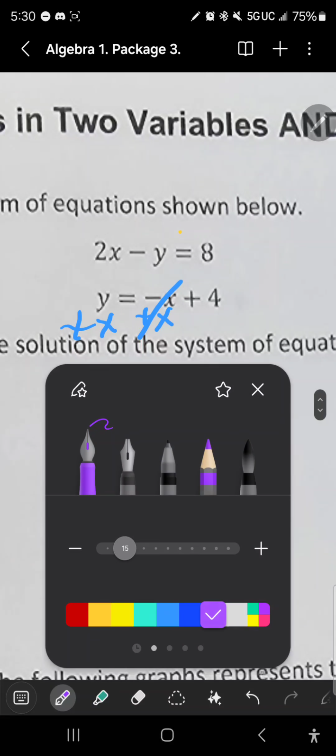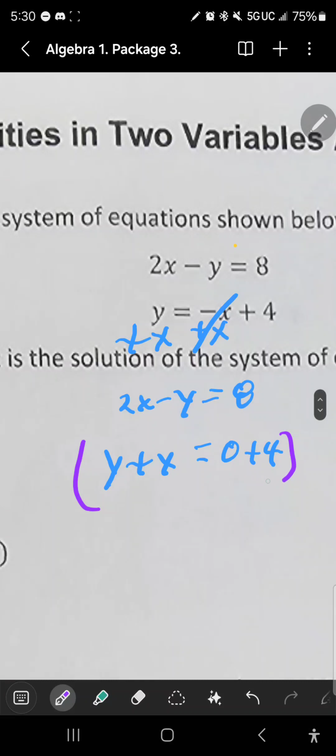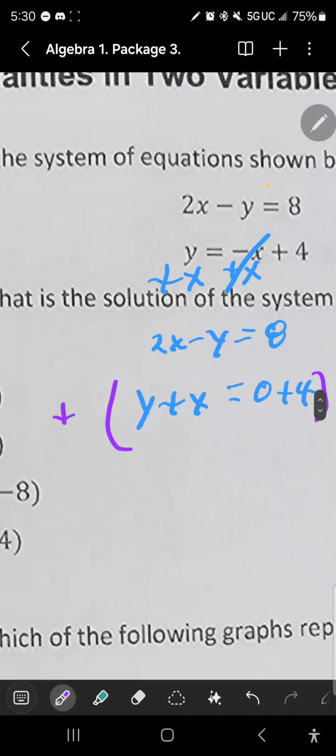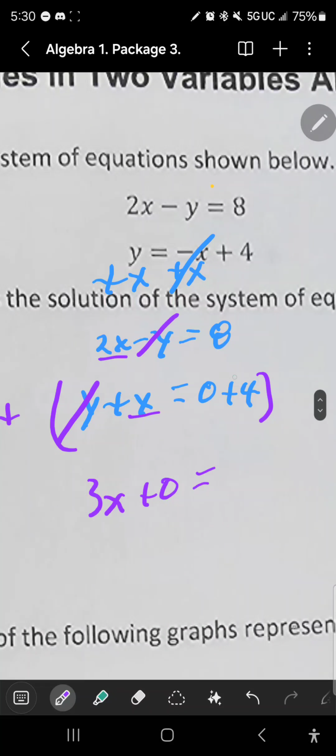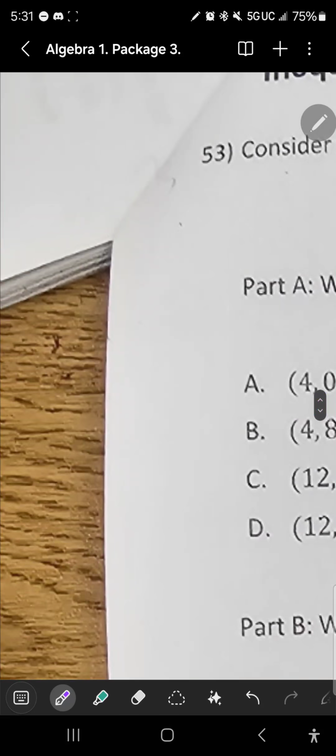So now I can come and I can say, okay, I'm going to add them to each other. I'll say 2x plus x, equal terms, it will be 3x. And negative y plus y, different signs, same magnitude, so we cancel out. 2 plus 0 equal 8, 8 plus 4, which is 12. Now I can divide by 3 in both sides and I get that x equal 4.